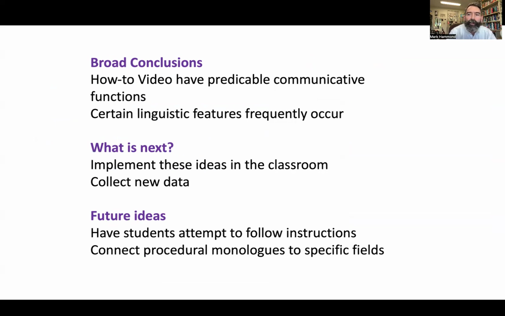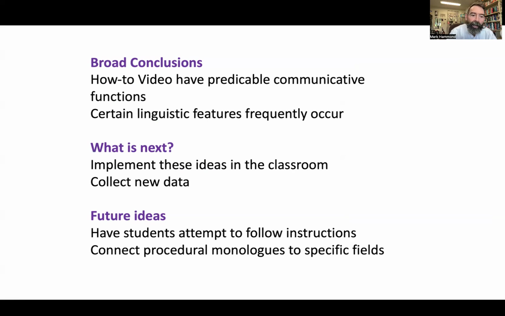What is next for me? This is definitely an ongoing project. I had hoped by this time in the project, I would actually be doing this in the classroom and teaching. My teaching schedule and situation changed a little bit, so I don't have the liberty right now, but I want to implement these in classes that I'm teaching and then collect new data and see if the students were kind of motivated. Did it really change the way that they made videos if I give them the before and after?